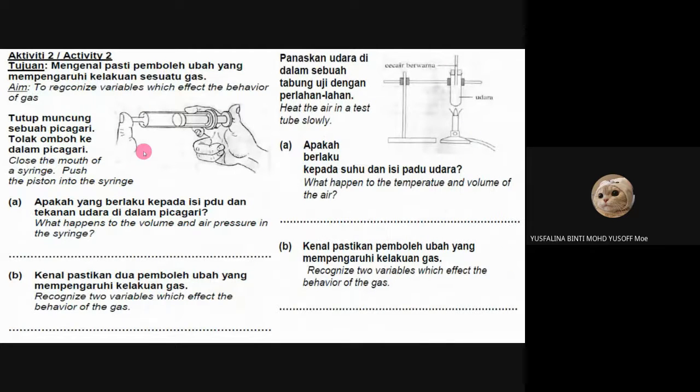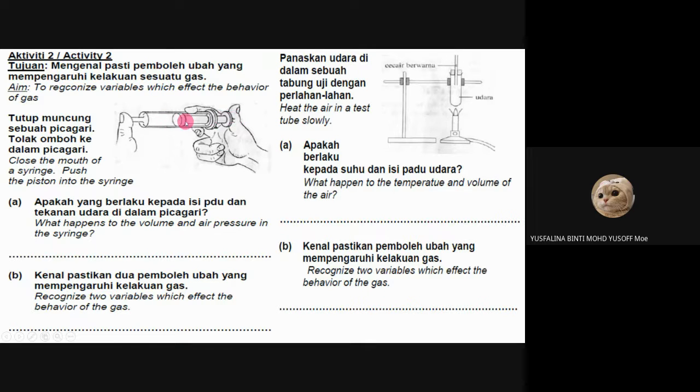Okay, so let's see Activity 2. It says here to recognize variables which affect the behavior of gas. So let's say I have a syringe here, and then I close the mouth of the syringe. Why do I close the mouth of the syringe? This is actually to avoid the atmospheric pressure. So the pressure that will act on the syringe is only the pressure inside the syringe. Then, when I close the mouth of the syringe, I push the piston into the syringe.